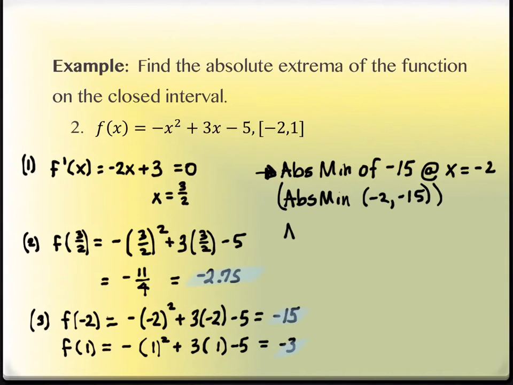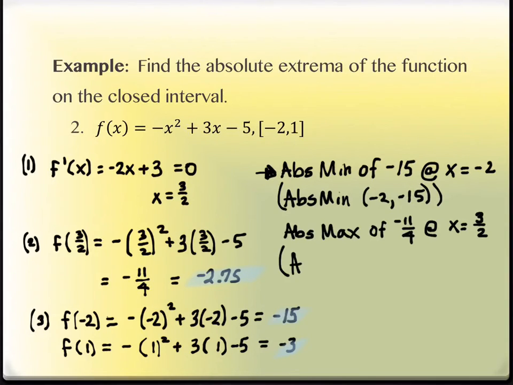So let's find out what the absolute max is now. What is the absolute maximum value? So comparing all those three, which is the biggest one? The -2.75. So this is an absolute maximum of -11/4 or -2.75, which is fine as long as you actually have a terminating value. Don't round things. At x equal what? 3/2, I think, right? Wasn't that at 3/2?